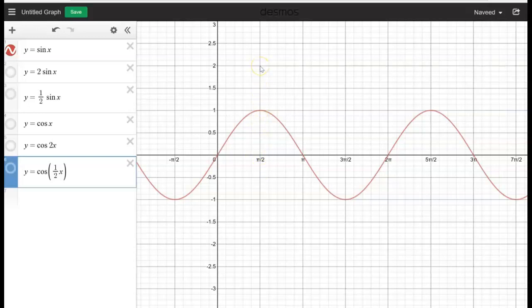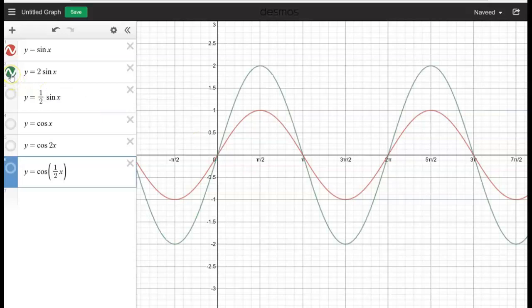Stretched vertically by a factor of 2. So the entire graph will be shifted up, or stretches up, and then the minimum value stretches down to -2. Let's look at it. Here it is, the green graph. So it stretches up by a factor of 2 and down by a factor of 2.